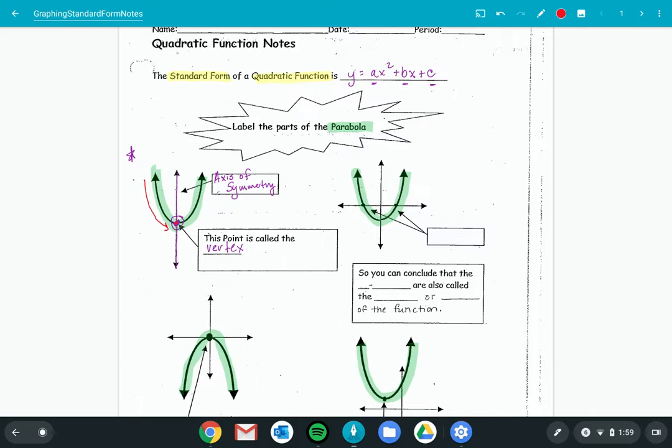At the point of the vertex is where my graph changes direction. So all a vertex means is that's the point where my graph changes direction. Now, your axis of symmetry and your vertex are going to have a very important relationship, where if you know one of them, you're going to know the other. So if you know the vertex, you know the axis of symmetry. If you know the axis of symmetry, you pretty much know most, if not all, of your vertex. Okay? And we'll talk about how that relationship develops in a couple minutes.